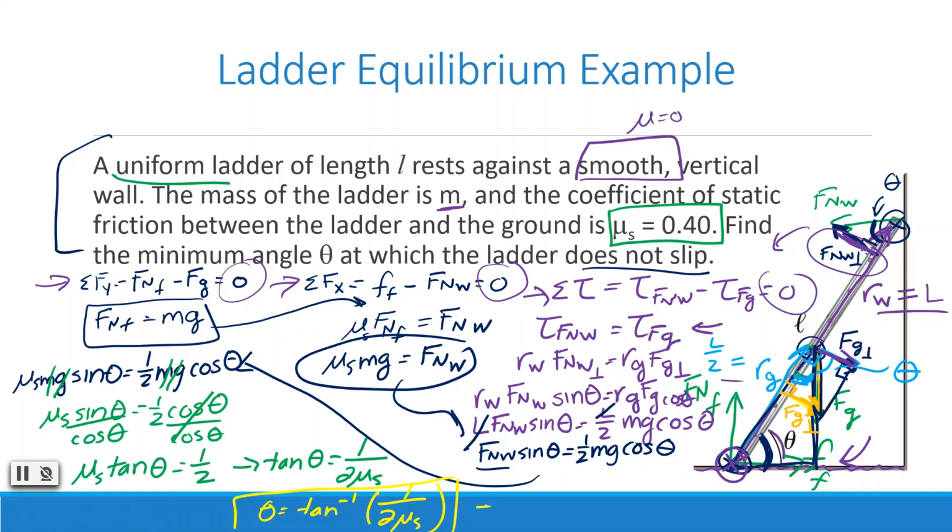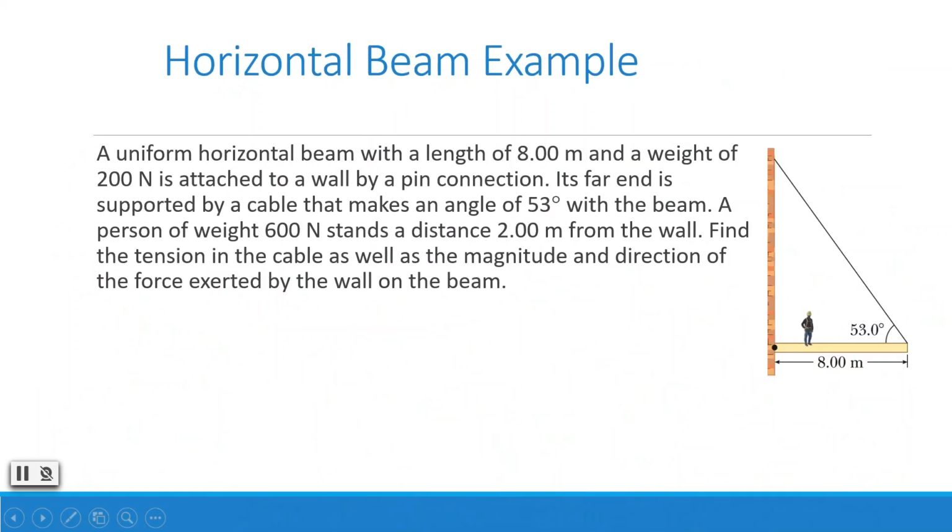So if I plug in tan to the minus 1 of 1 over 2 times 0.40, look at that. I get 51.3 degrees. So based on that coefficient. Now, if that coefficient was larger, then I could actually get it at a shallower angle before it slips. This one is numerical, so we have lots of numbers to work with.